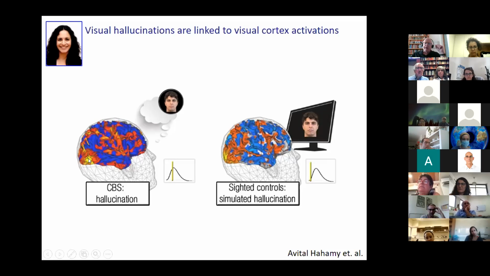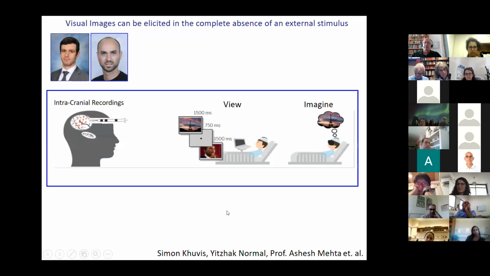And particularly similar was the activation, as you can see here, in high ordered visual areas. Now you could say, well, this is pathological cases. What do they represent about our regular vision? So I would like to discuss another experiment conducted by Itzik Norman and also by Simon Kuvis, in which this was done in patients with intracranial recordings of both single units and contacts from high ordered visual areas.